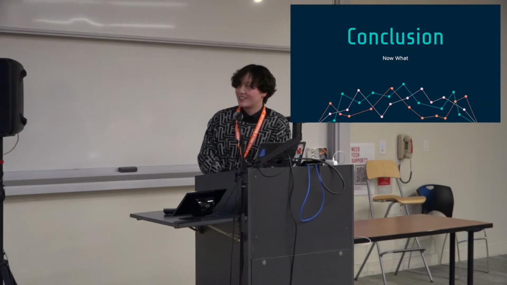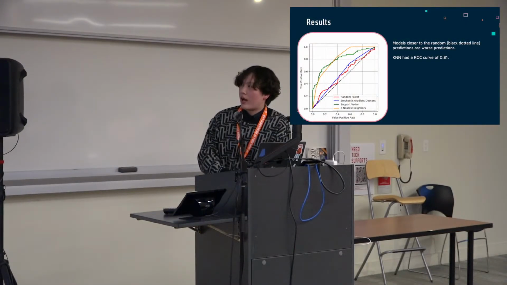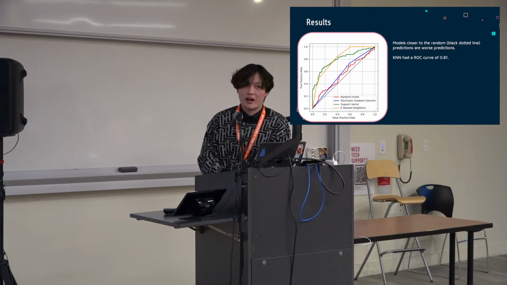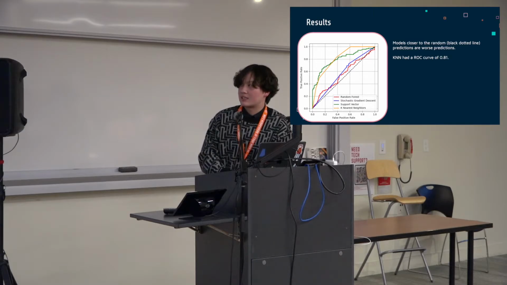And then for our conclusions, now what? For the results, as you can see on our ROC-AUC graph, the black dotted line represents a random guessing metric, so a 0.5. So yes or no, I'm guessing if this guy is getting good grades or bad grades. And as you can see, the random forest and the SGD curve, or SGD predictions, were very close to random guessing.